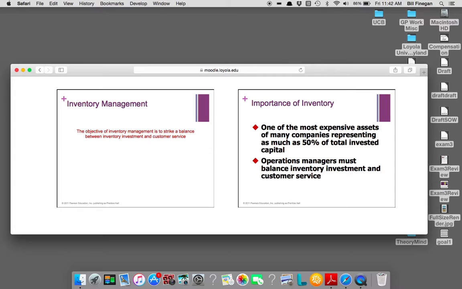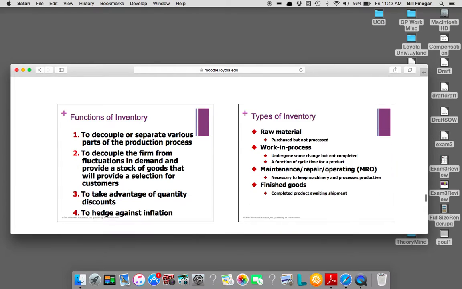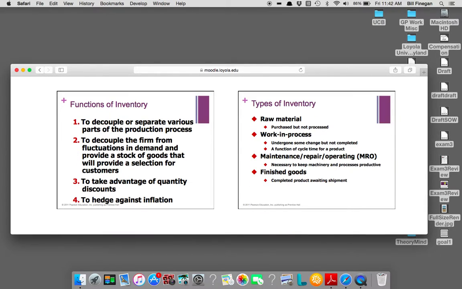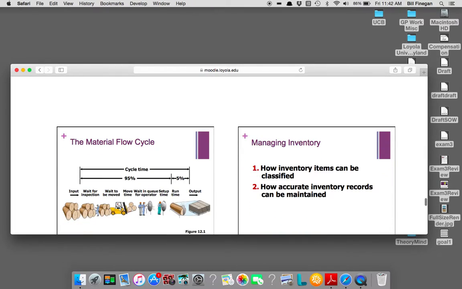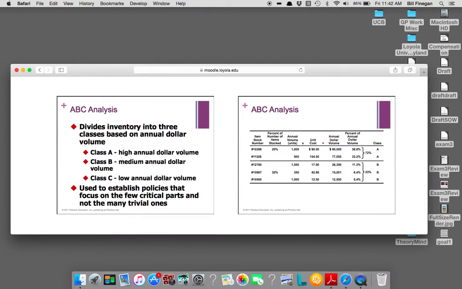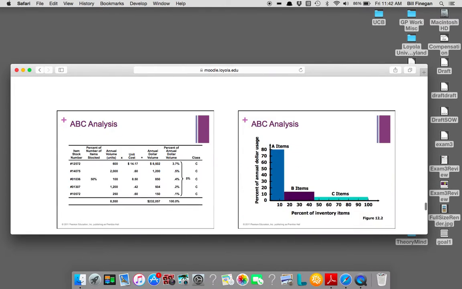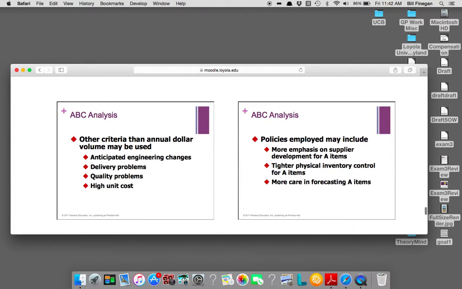Then we moved on to the chapter on inventory management. I bolded some of the information here that I think is important as you're reviewing. When we look at the different types of inventory, some of this came across in reading The Goal, but at the same time understanding the flow cycle, understanding how best to manage inventory, and then the ABC analysis. There are several questions on the exam related to ABC analysis and how it divides inventory. Understanding that, I would spend a lot of time on these slides in terms of your review, as well as the textbook components related to this.